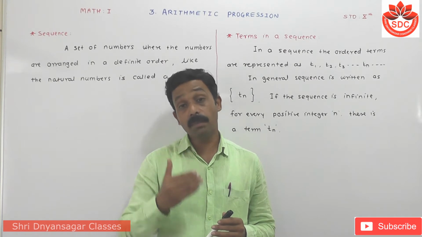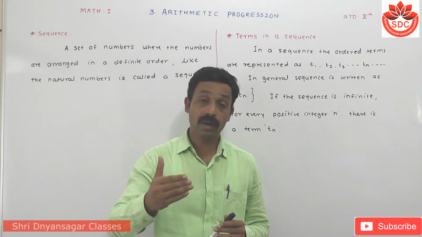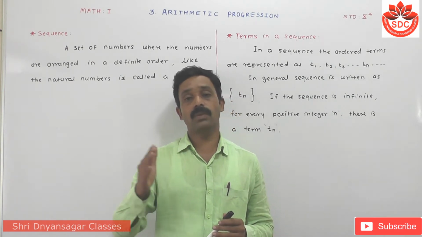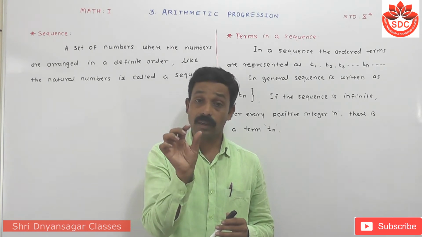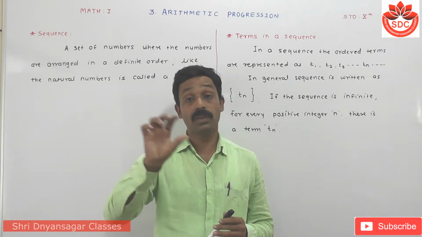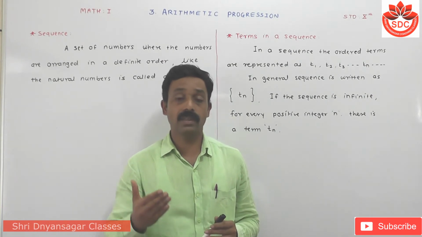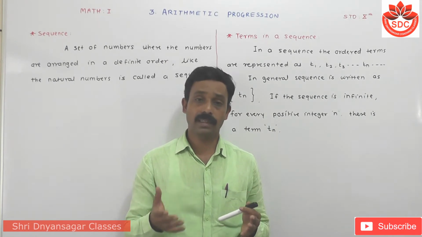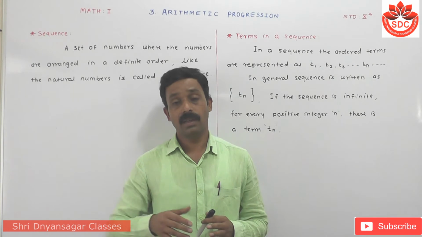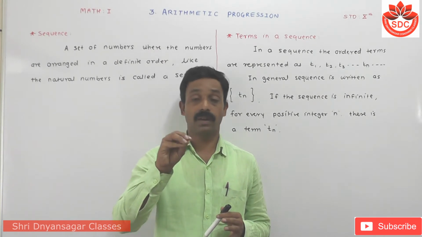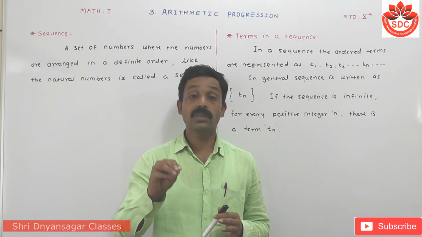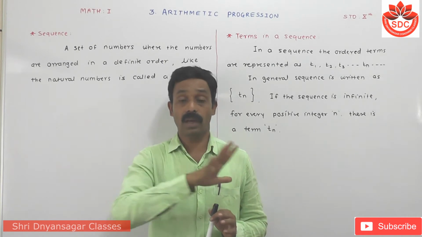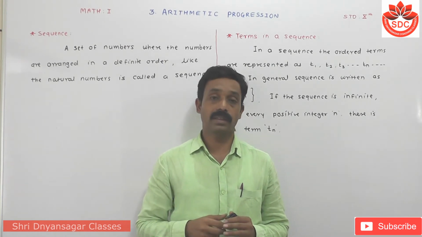Now we take the numbers, which also have a definite order and definite rules. For example, the natural numbers are 1, 2, 3, 4, 5, etc. There is a definite order and a definite rule there. Next are the squares of natural numbers, cubes, etc. We also have rational numbers, irrational numbers, real numbers, etc. Such numbers have a definite order and a definite rule. Such types of numbers are called sequences.